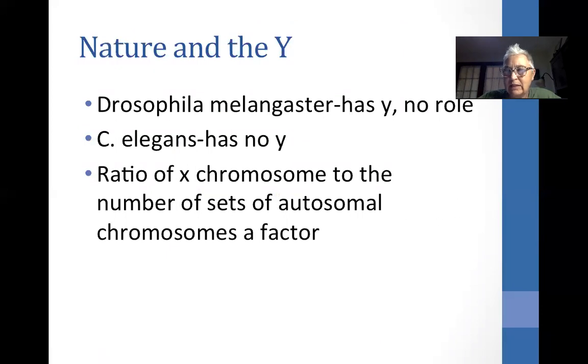It doesn't have many cells, and it doesn't have a Y, but the Drosophila, your basic fruit fly, has a Y, but that Y has no role. And so how is sex determined in organisms like this? We've already talked a little bit about the butterfly, but what this part of the book and the lectures are trying to explain is how sometimes the ratio of the X chromosome to the actual number of autosomal chromosomes is a factor.